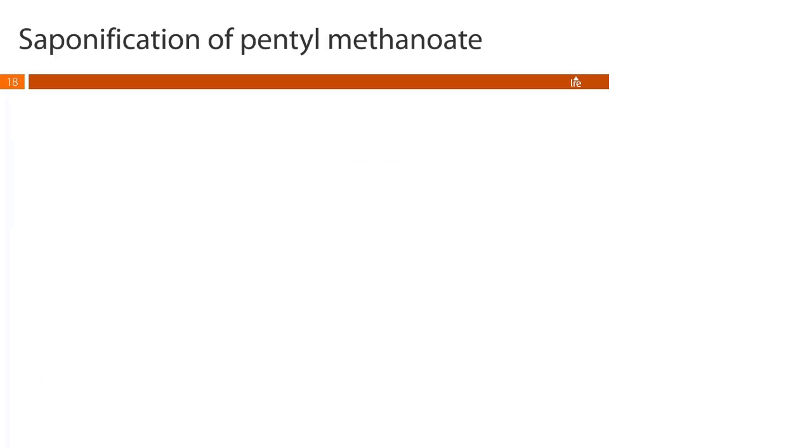So the first thing we have to do is draw pentyl methanoate. So like always, I'm going to start with my carbonyl attached to my oxygen. So pentyl tells us that our alcohol residue should have 5 carbons, and our carboxylic acid residue should only have 1 carbon, which we already have, so our molecule should be good to go.